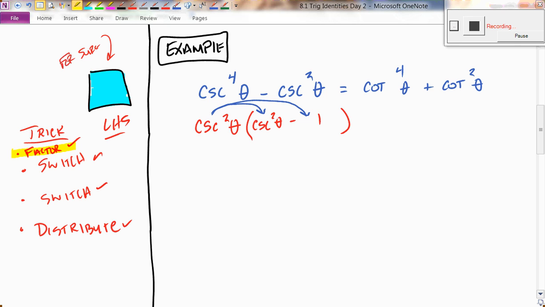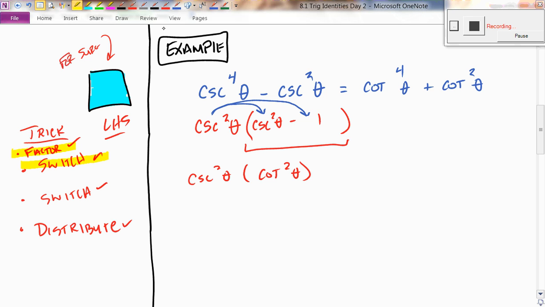Then I'm going to do 2 switches here. Using your toolkit, does anybody see any switches we can make, keeping in mind we're trying to achieve cotangents? Olivia, what do you got? Yes, all of this stuff, cosecant squared theta minus 1, is cotangent squared of theta. So that's the first switch that we made. Anybody see another switch that we can make?